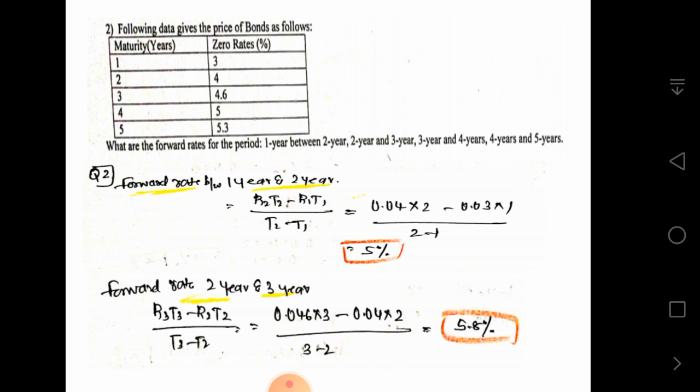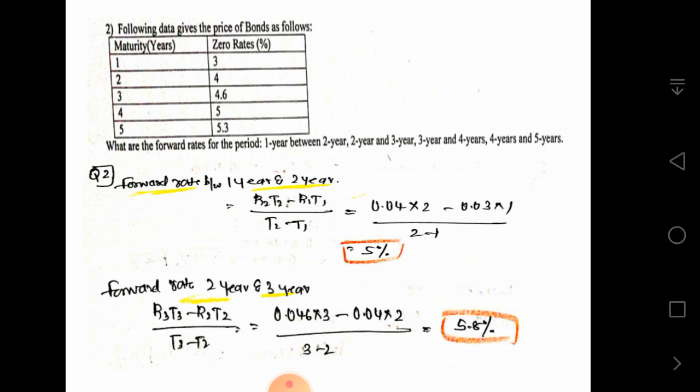Here, the zero rates are given to you directly. If they were not given, and only the bond price and the face value of the bond were given, then by taking the difference we would need to calculate the zero rate first, and then we could calculate the forward rates. Since the zero rates are given ready-made, we can substitute them and calculate the forward rate between year 1 and 2.